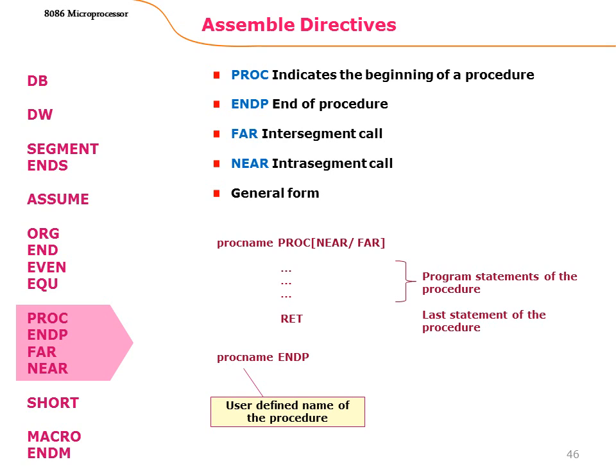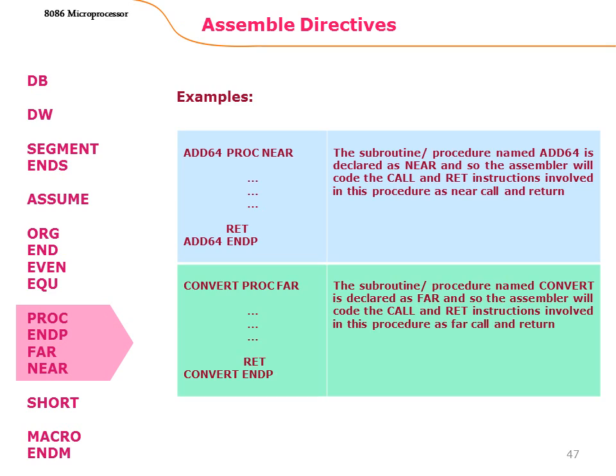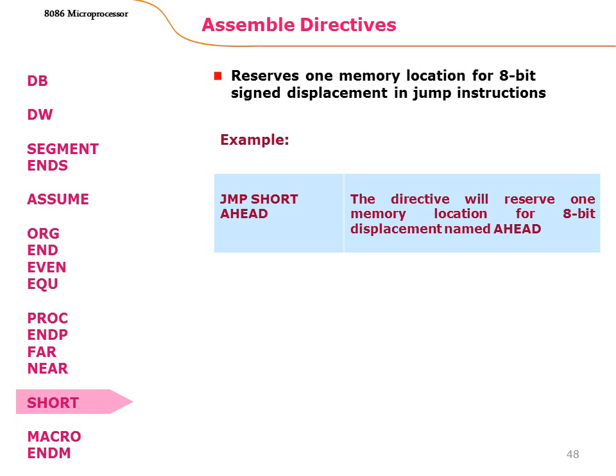PROC is the assembler directive which indicates the beginning of a procedure, and ENDP is the end of the procedure. It can be an intersegment call or a near intrasegment call. Add64 PROC NEAR: Add64 is a subroutine procedure name. It is declared as a near procedure, and so the assembler will code the call and return instructions involved in this procedure as a near call and return.